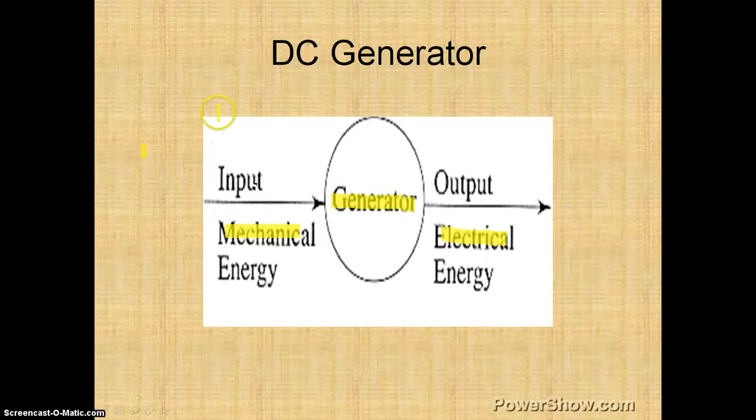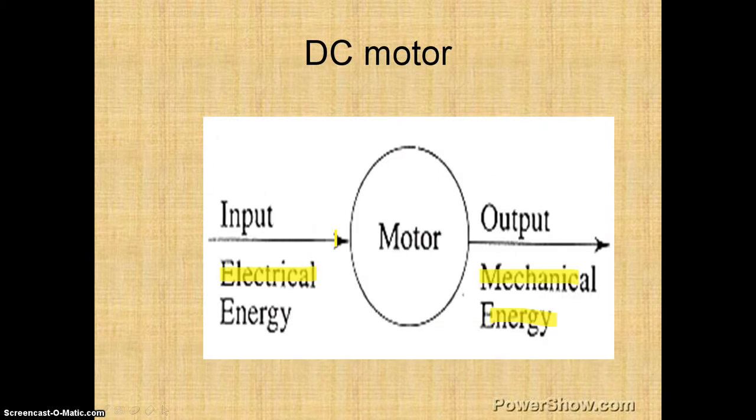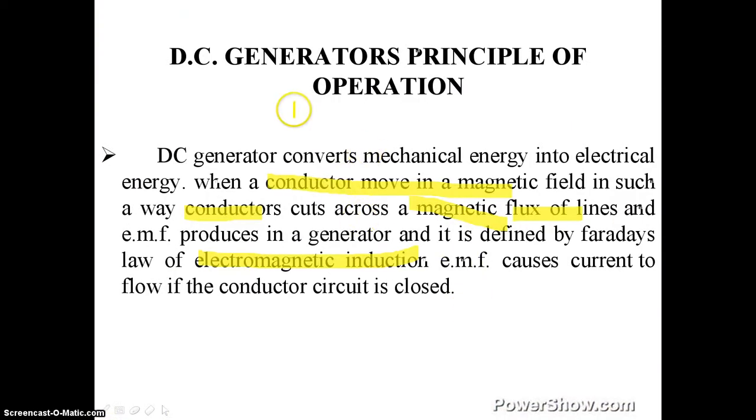So generally a DC generator is a conversion of mechanical energy to electrical energy. The device which converts mechanical energy into electrical energy. The mechanical energy may be from a fuel, steam engine, something like that, converted into electrical energy. In the DC motor, the input we are giving is electrical energy and the output we are getting is mechanical energy.